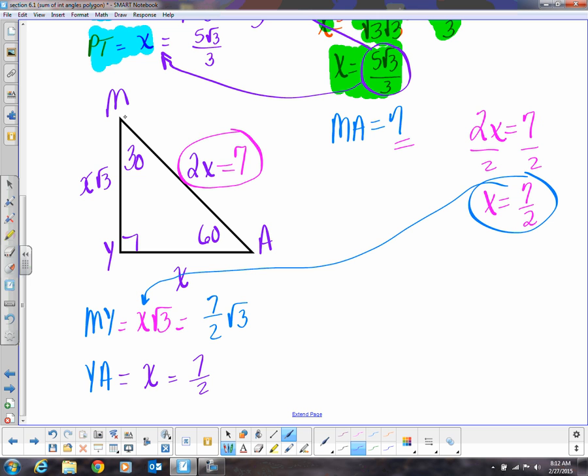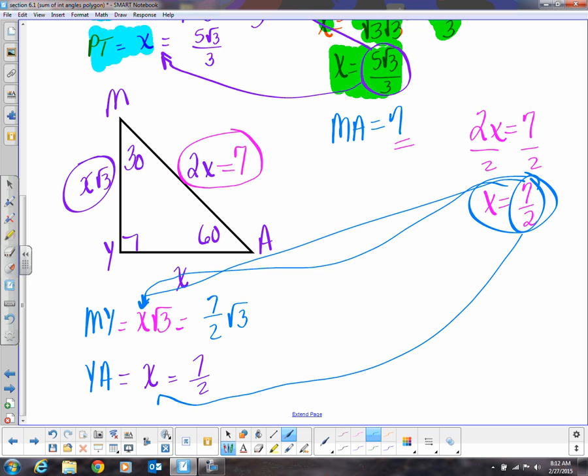So now I'm going to come back here and I'm going to see that my y is what? X square root of 3. What is x? It is 7/2. So 7/2 replaces that x. 7/2 square root of 3. No, because it's not in a denominator. 7/2 is x, so I put 7/2 in for x, and I've got 7/2.